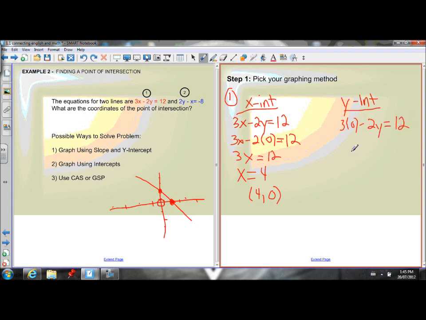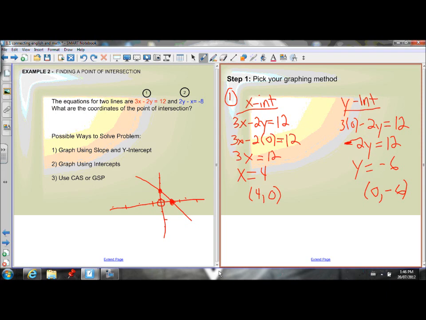3 times 0 is 0. 0 minus 2y is negative 2y. That's a negative sign there, negative 2y. Then to get y by itself, I'm going to divide the negative 2 to the other side. 12 divided by negative 2 is negative 6. So my y-intercept is at (0, negative 6). That's where it crosses the y-axis.